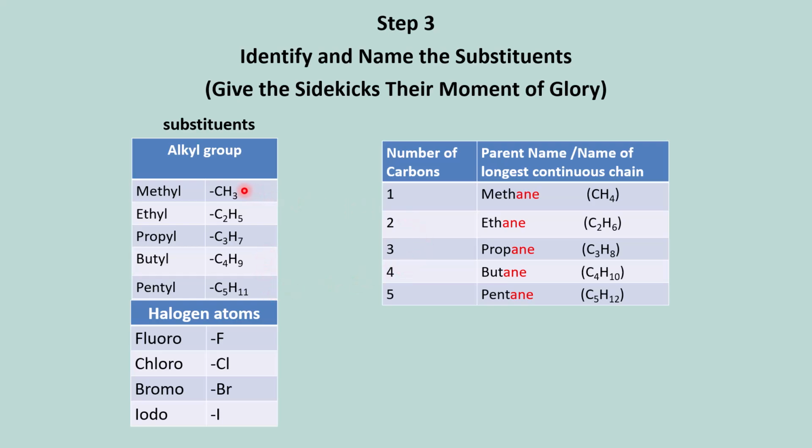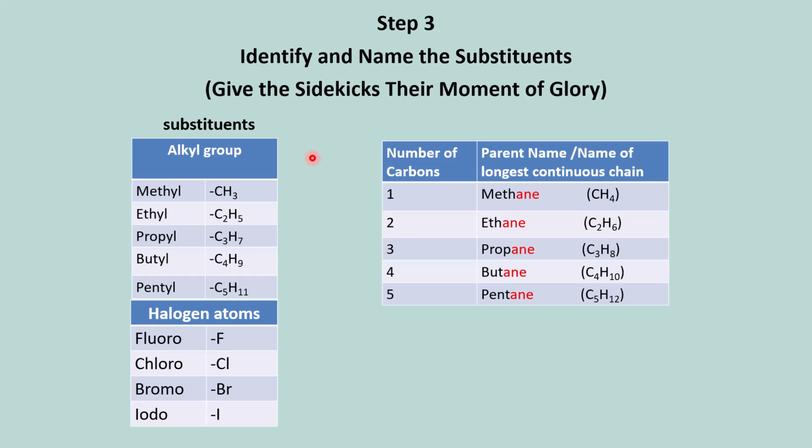If you look at their formulas well, you realize that the alkyl groups are just like an alkane with 1 hydrogen less. A methane with 1 hydrogen less is methyl. Ethane with 1 hydrogen less is ethyl. Propyl is a propane with 1 hydrogen less. The same applies to butane and pentane. So if you keep these in mind, you should be able to remember the alkyl groups.